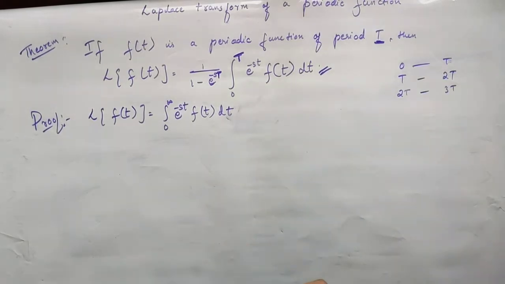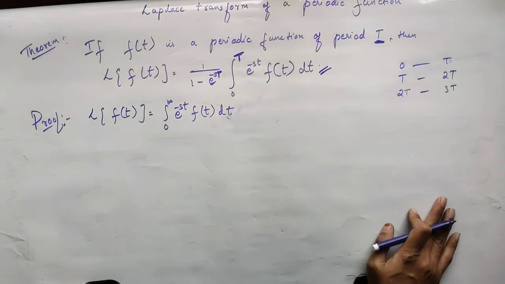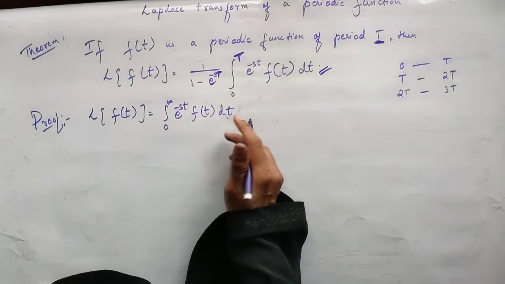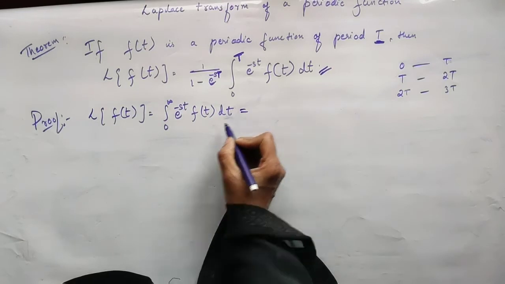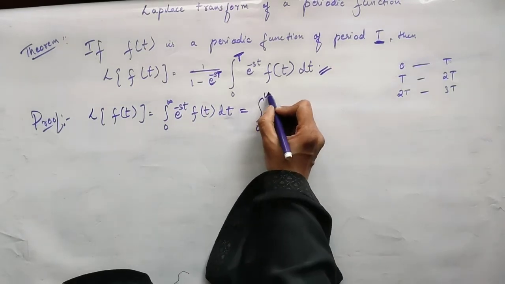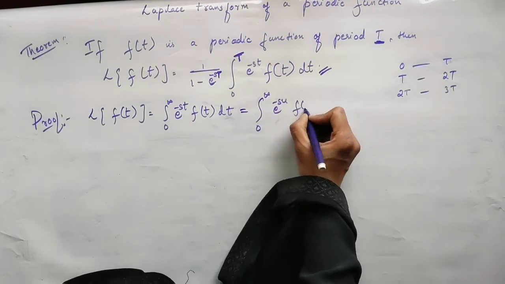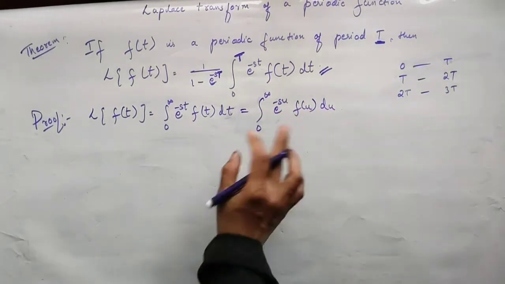So let us prove this. The proof goes as follows. We will just consider the basic definition of the Laplace transform of f of t, that is, integration from 0 to infinity of e to the power minus st f of t dt. By this time I think everyone remembers this very well. Now I'll change the variable from t to u. There is no change in the definition, I am just replacing every t by u.